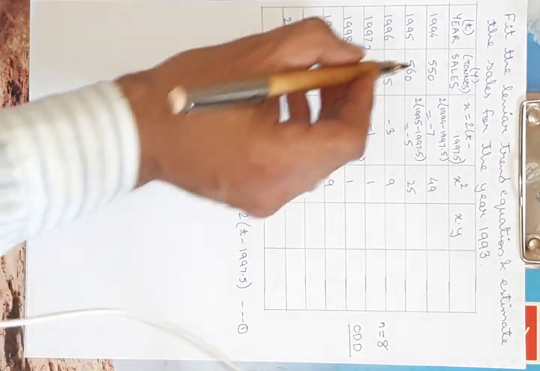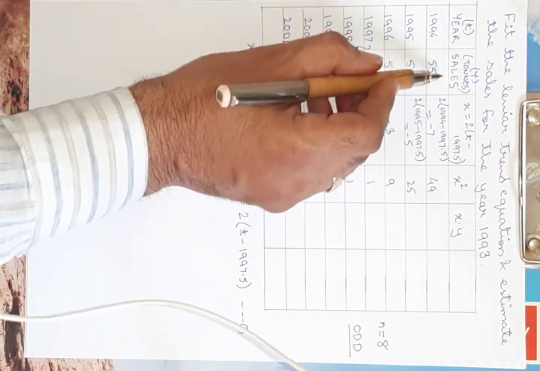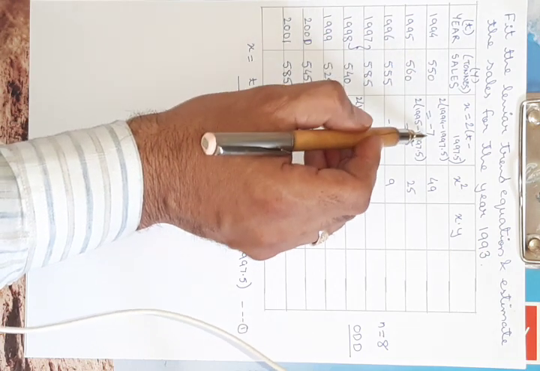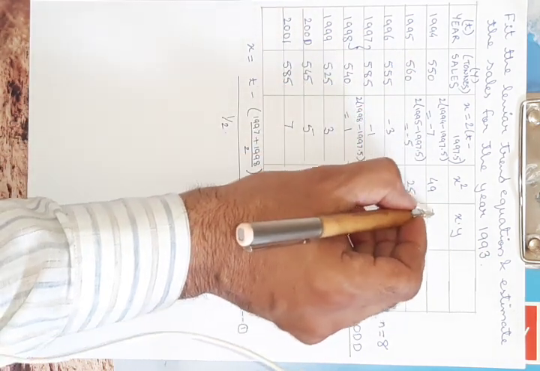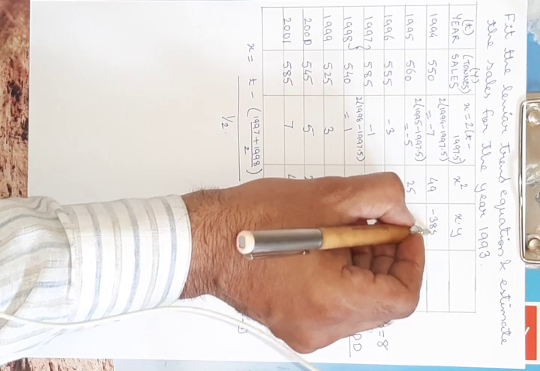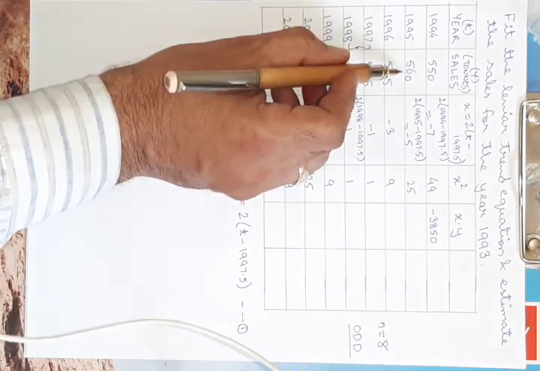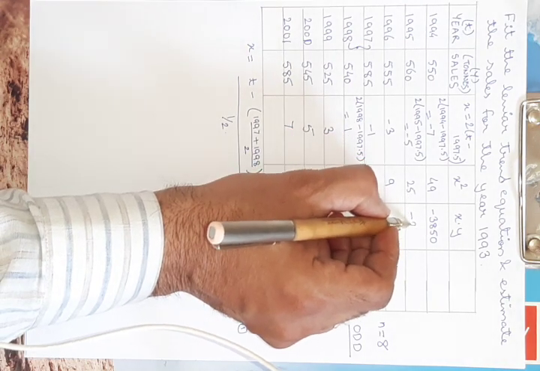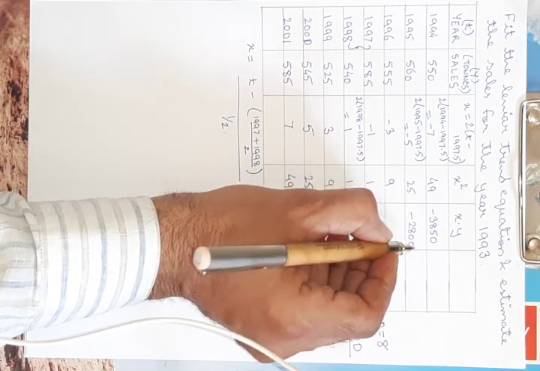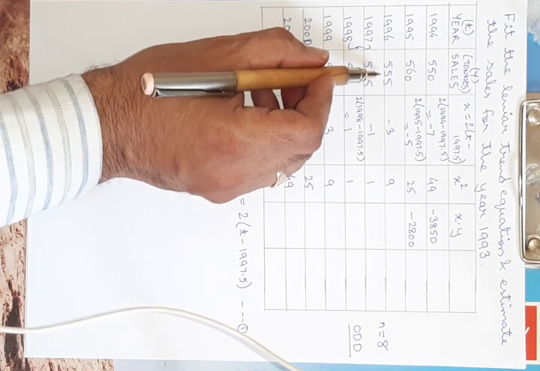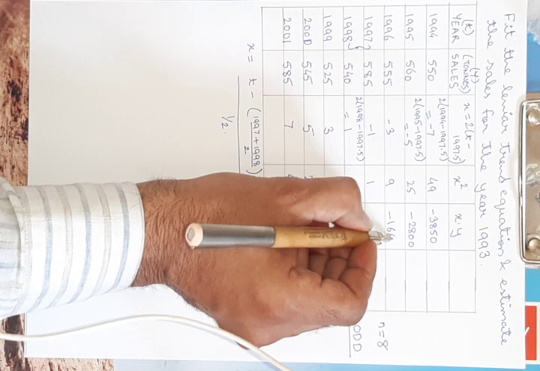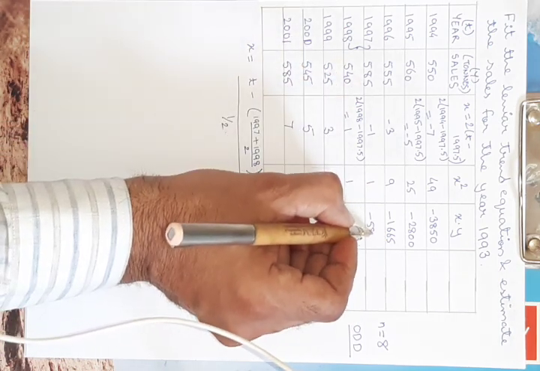For that we need to multiply column number 2 with column number 3. That means 550 multiplied by minus 7. The answer comes out to be minus 3850. Similarly, 560 multiplied by minus 5 comes out to be minus 2800. Next, 555 multiplied by minus 3 comes out to be minus 1665. Next will be minus 585.